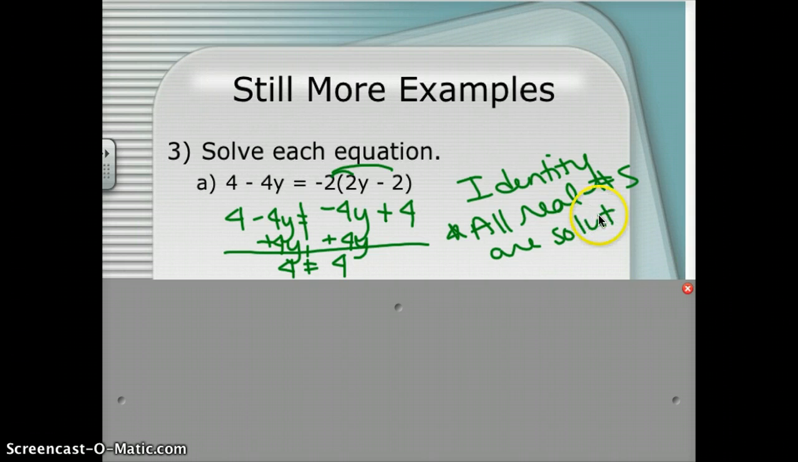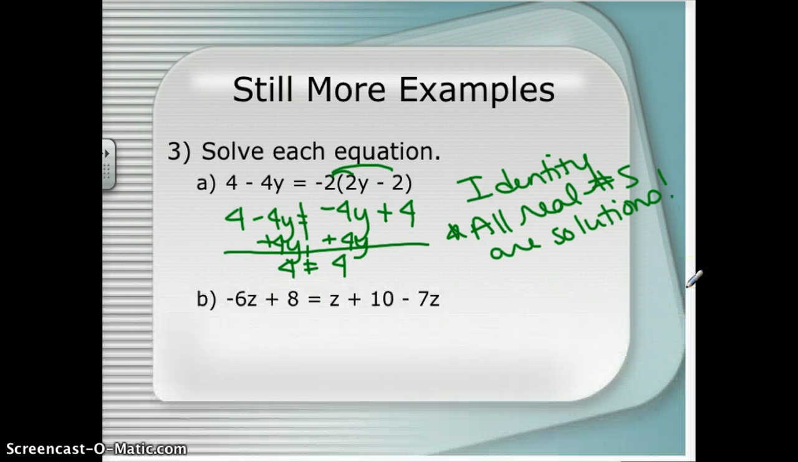All right, so you're gonna see some problems like this. Okay, let's look at this next one. Negative 6z plus 8 equals z plus 10 minus 7z. Okay, so again, I'm going to try to simplify as much as I can. It looks like this right side, I can combine z and negative 7z to make negative 6z. I have negative 6z plus 10 equals negative 6z plus 8.